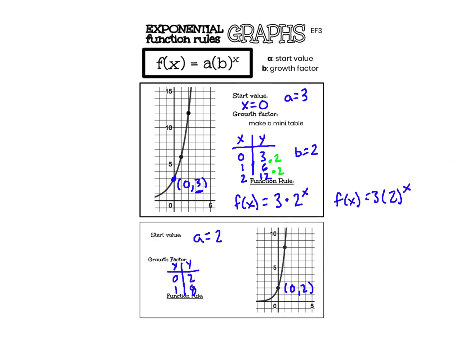Again, I'm able to just look at this mini table and identify my growth factor. 2 times what is 8? 2 times 4 is 8. If you weren't able to just identify that by looking at the table, or if you had harder numbers, you find that by taking one value of y and dividing it by the previous value. That tells me my growth factor is 4. All right, my function rule, f of x equals a times b to the x, where I can indicate that multiplication with a dot, or I can use my parentheses.